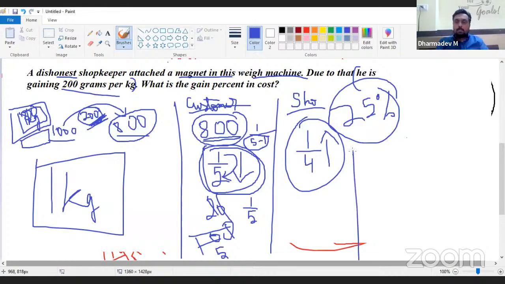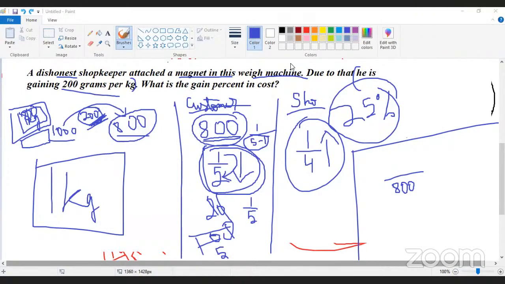In case you are new to the class, I can tell you the other way to do it. So the base value is 800. The shopkeeper gains every time how many kilograms? 200 grams. Out of how many kilograms?